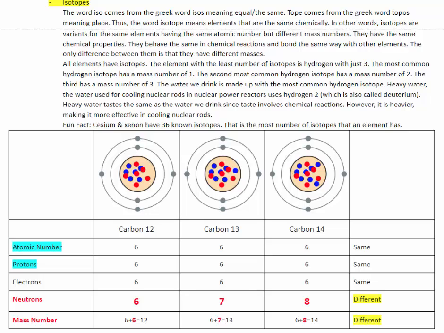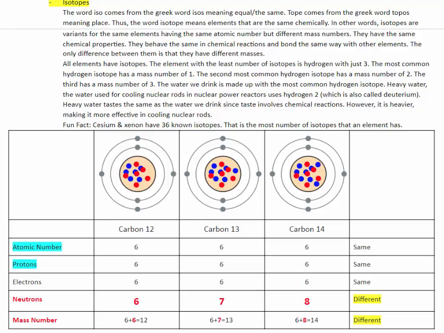The third isotope for hydrogen has a mass number of 3, and it gets that by having 1 proton and 2 neutrons. The water that we drink is made up with the most common hydrogen isotope, H1, the one that has a mass number of 1.